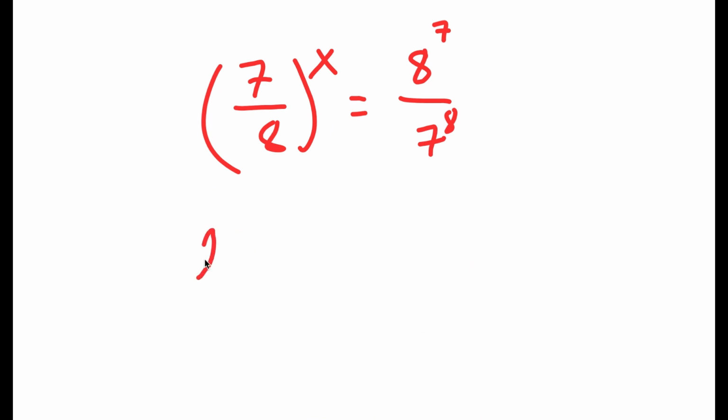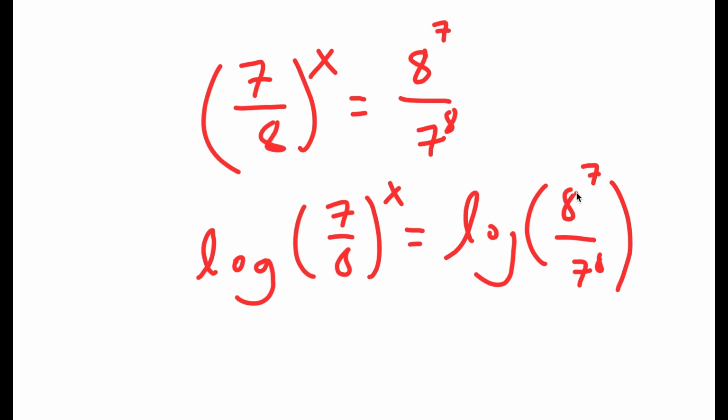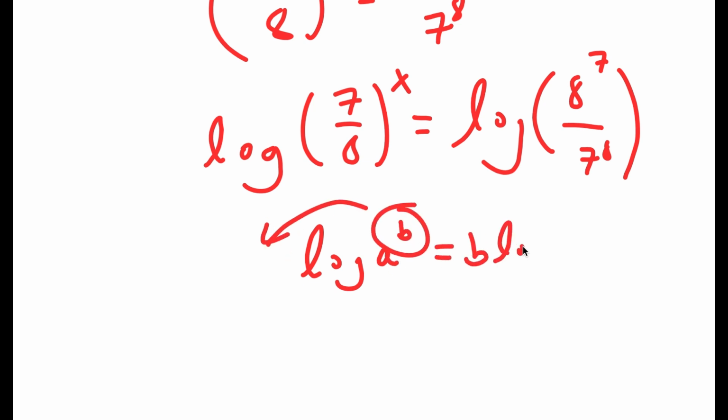Now I'm going to take the log on both sides, so I get log of 7 over 8 to the power of x is equal to log of 8 to the power of 7 over 7 to the power of 8. Now if I have something in the form log a to the power of b, I can move this exponent b to the front, so it's going to equal b times log a.